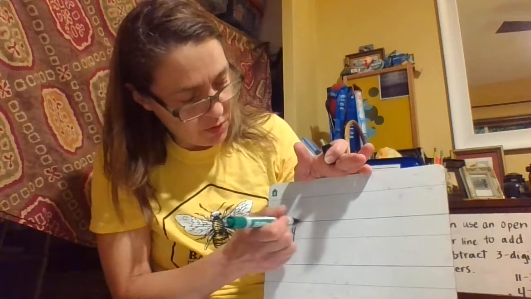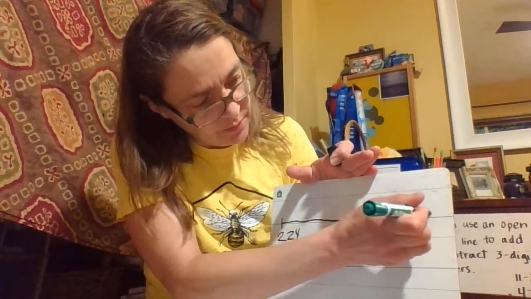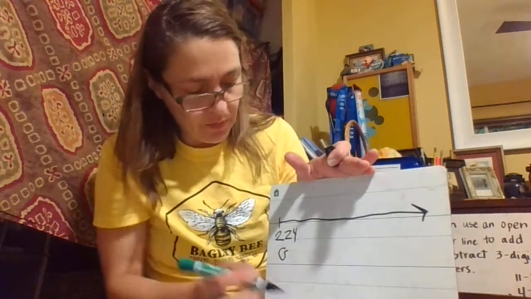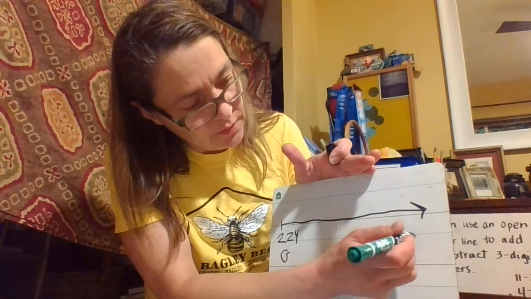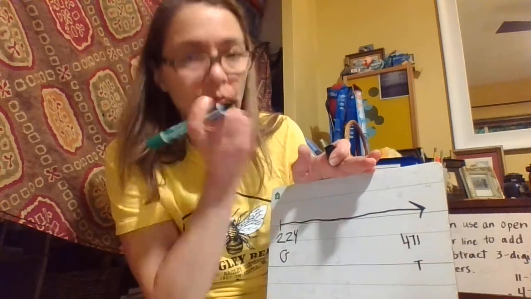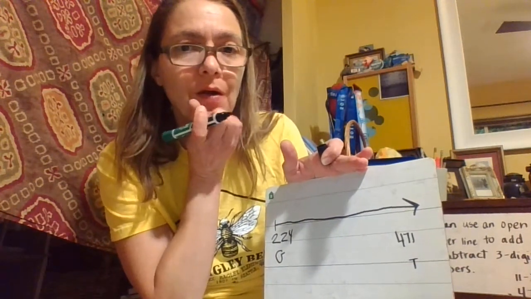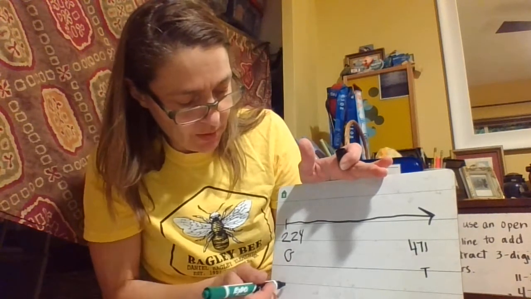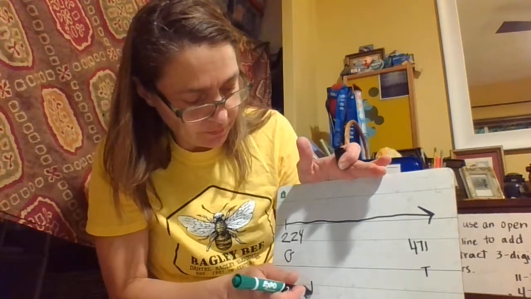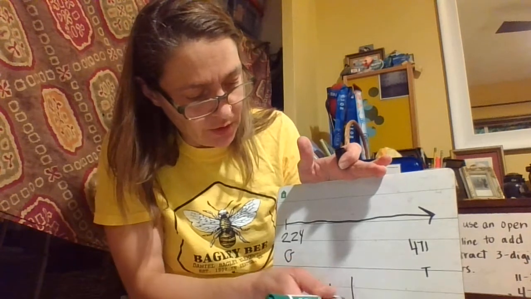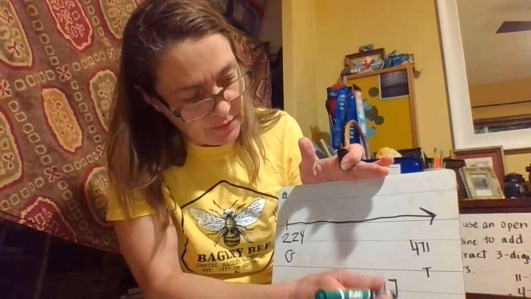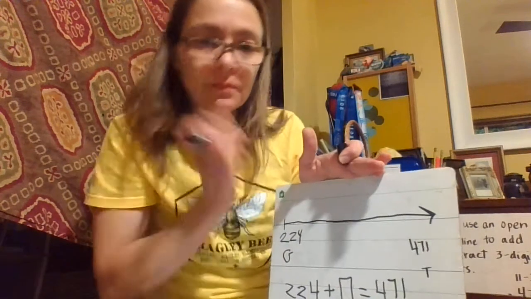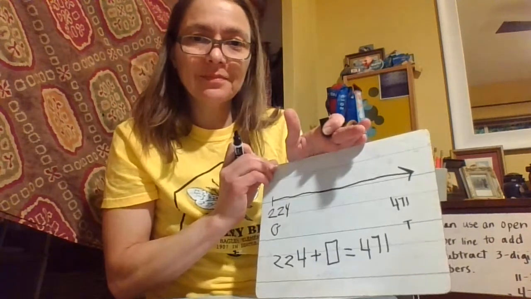There's your increasing open number line. And we have the total. The total is 471. And that's your total. So we need to find out how many boys there are. So we're going to have 224 plus the change unknown, which is the number of boys, equals 471. Let's go ahead and do it together.